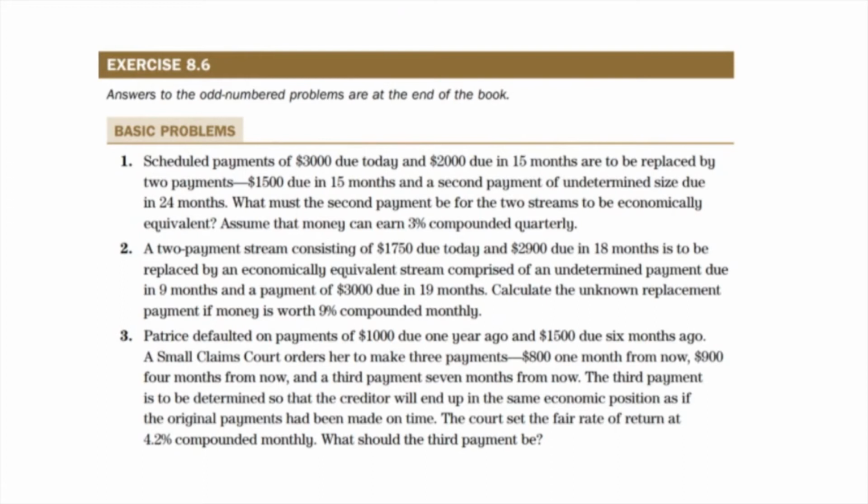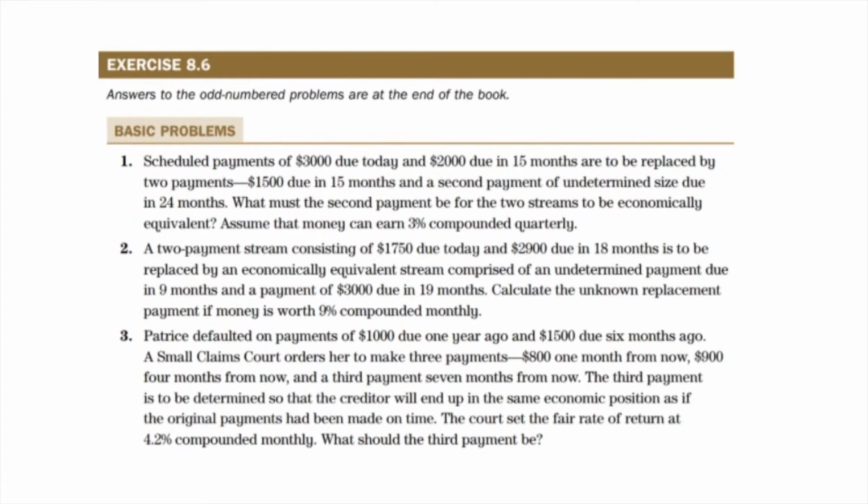And that's to be replaced by an economically equivalent stream comprising an undetermined payment due in 9 months. So I'm going to take a 9 month mark there, and that's a mystery amount. And $3,000 due in 19 months. So we've got something like this. Okay, we've got our first stream. Our stream 1 is now in 18 months. And our second stream is in 9 months and in 19 months. Let me make sure I've read it right. Yeah, it says calculate the unknown replacement payment if the money is worth 9% compounded monthly. So it's 9% compounded monthly.